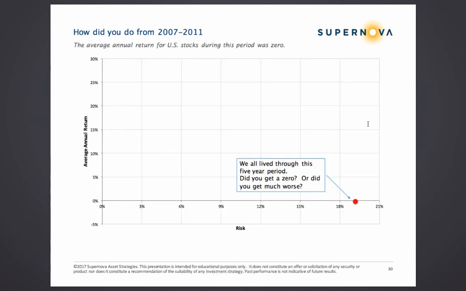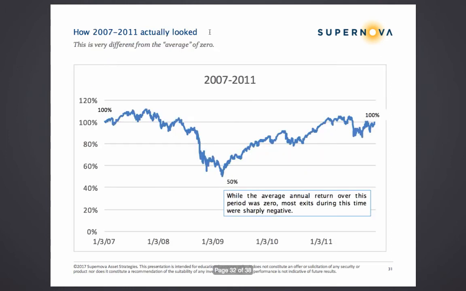Here's another 5-year period where U.S. investors got a 0% return over that time period. This was 2007 to 2011. How did you do during this period? It's unlikely that you had a 0% return.